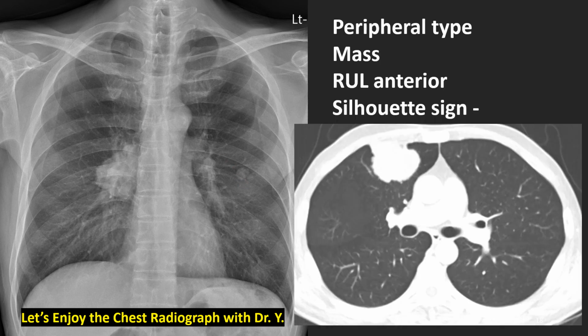This is a lung window setting axial CT scan. The mass is here, right upper lobe, more than 4 centimeters and separated from the hilum, not involving the hilum, not a hilar lesion. So the mass is peripheral type, right upper lobe anterior segment, silhouette sign negative.